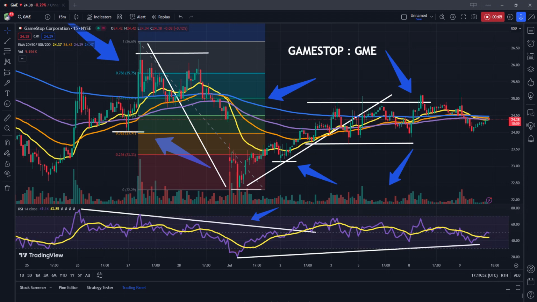Here we have the 15-minute price chart for GameStop Corporation, stock ticker GME. Here we can see that we're caught in a bit of a sideways consolidation pattern. This is a bit of a continuation based on what we've seen previously with this stock.